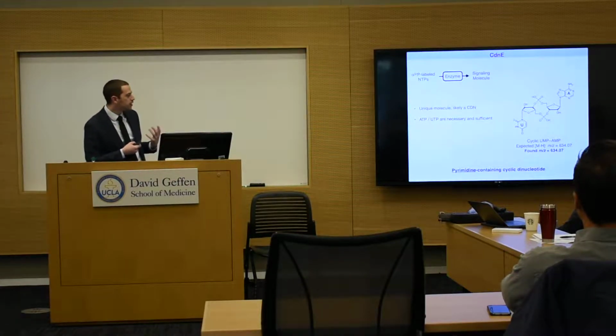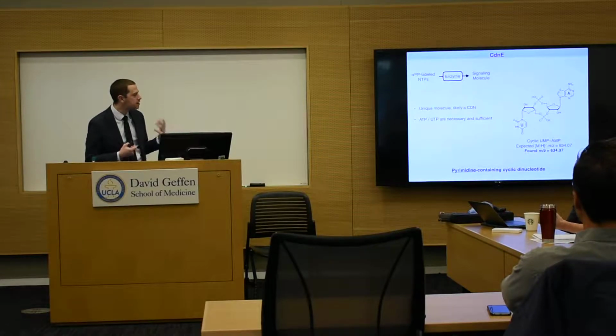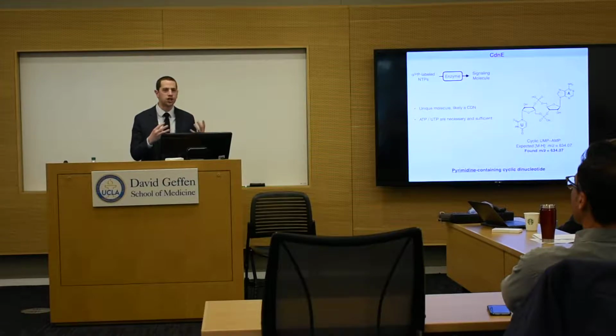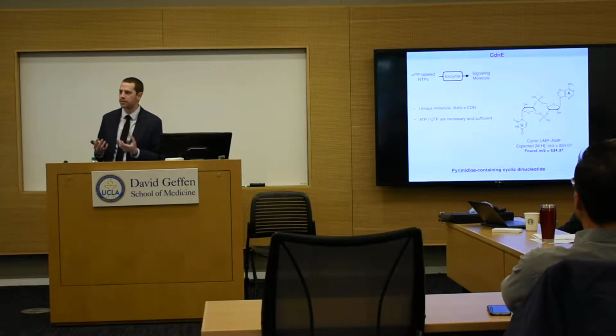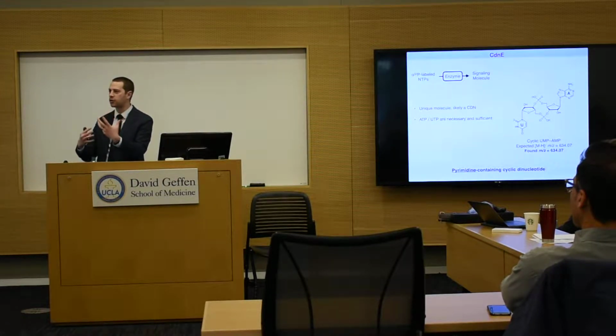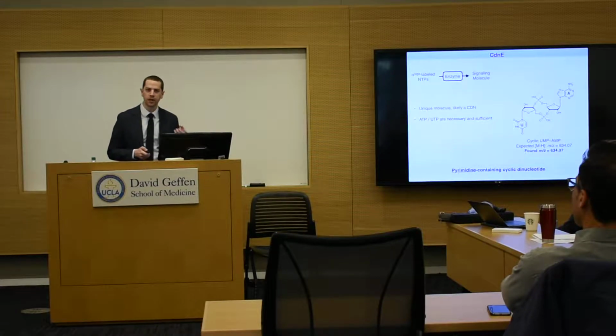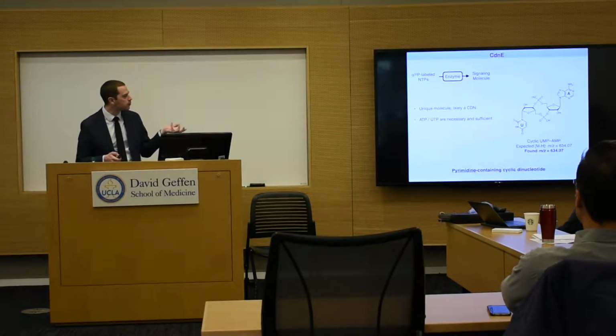Cyclic UMP-AMP is the first pyrimidine-containing cyclic dinucleotide, and this really was surprising to me because when you go to the nucleotide signaling literature, in general, pyrimidines are conspicuously absent. So we've all learned about the cyclic mononucleotides like cyclic AMP and cyclic GMP, but in general, we don't find pyrimidines being incorporated.